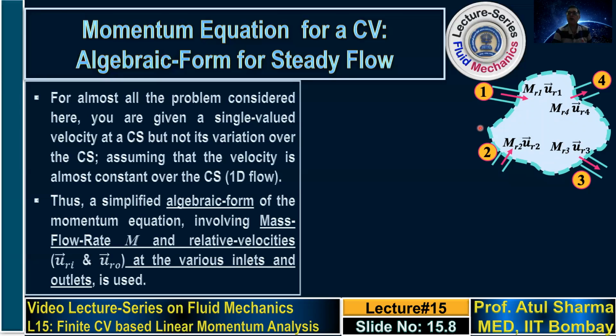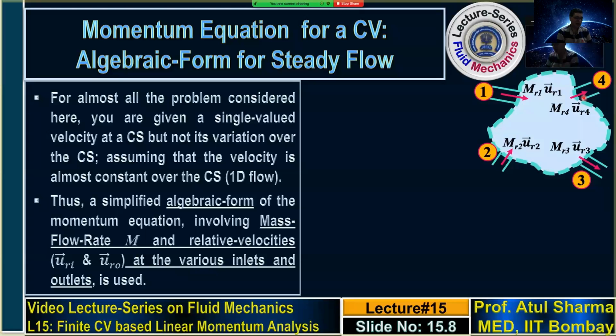So you are given only one velocity at each of the inlets and outlets. Here you are given UR1, here UR2, UR3, and UR4. So you have a single valued velocity. You are not given the variation of this velocity across the cross section of these inlets and outlets. So for such cases, we can obtain a simplified form of the momentum equation, an algebraic form.